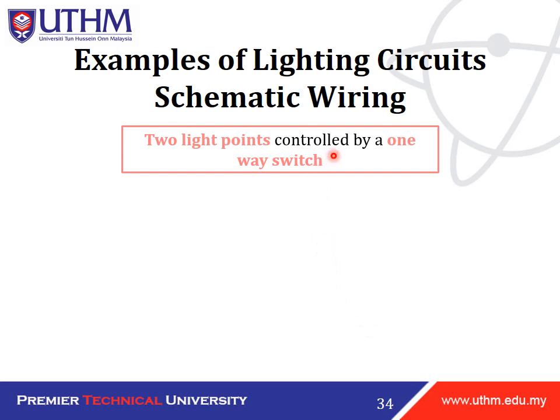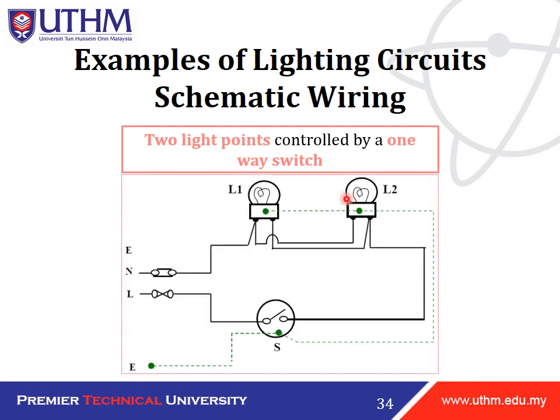We also have two light points controlled by a one-way switch. So this is the circuit. We have two light points here, L1 and L2, which are controlled by one one-way switch here. So if we turn on the switch, both lamps will be turned on.